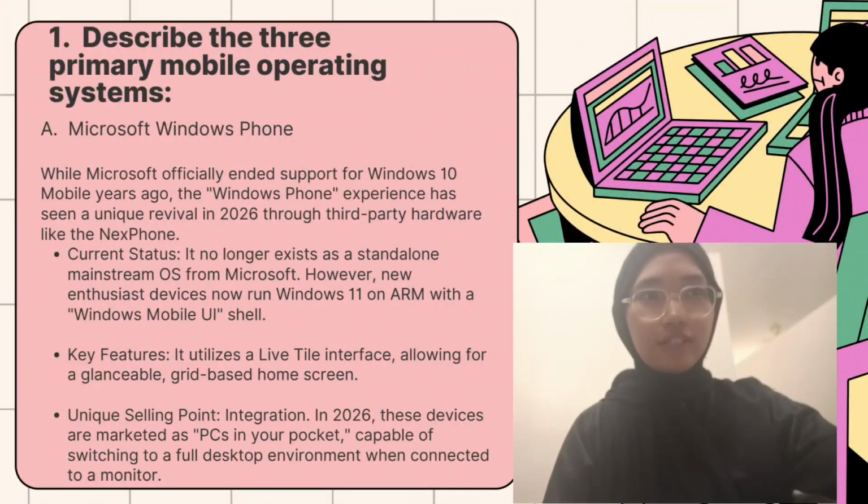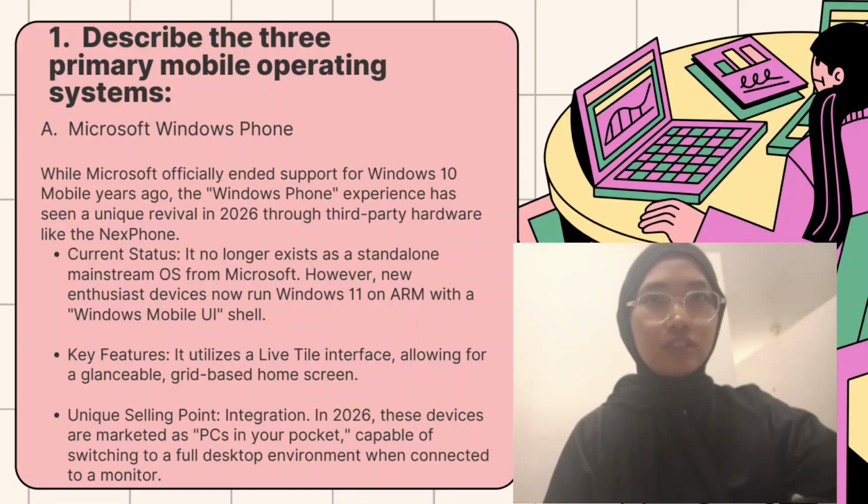Okay, now I will start with part A, that is OS comparison and app installation methods. Now I will describe one of the three primary mobile operating systems, which is Microsoft Windows Phone. Microsoft officially ended support for Windows 10 Mobile a few years ago, so Windows Phone no longer exists as a mainstream operating system today.